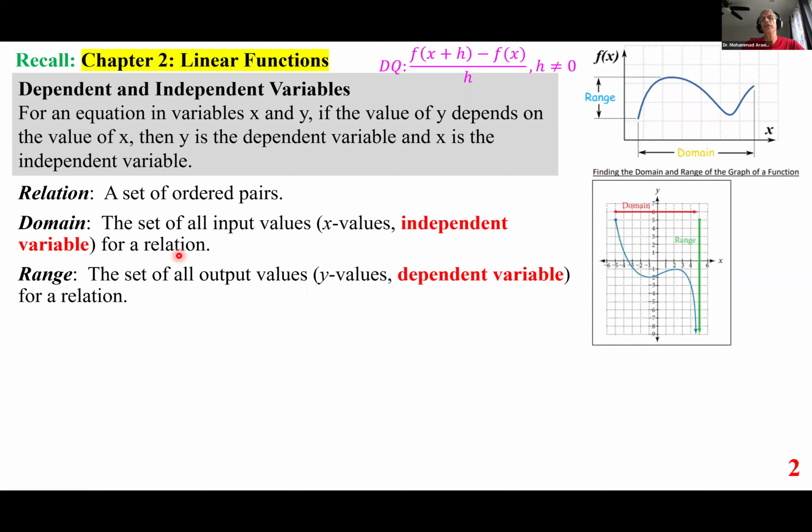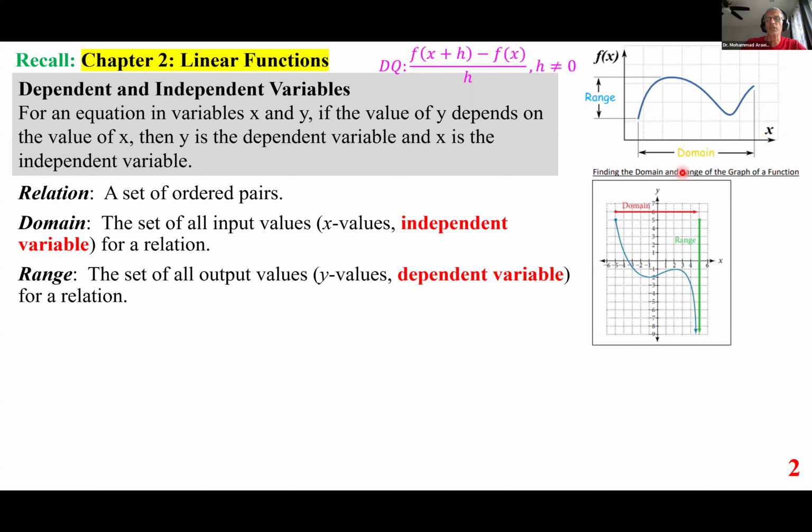So if we are given a graph, you can see this one or this one. Domain is all possible values, the first coordinate, the x coordinates, the independent variable along the x-axis, you have this portion. Range is all possible values of y, the dependent variable, the second variable, which is the range.